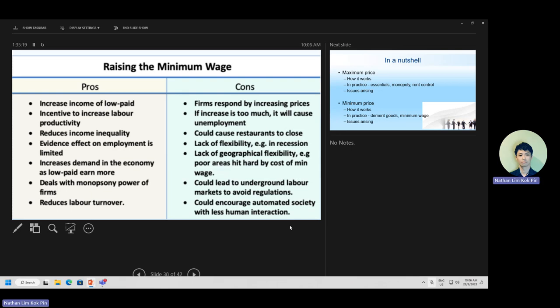Now, it deals with the monopsony power of firms. Monopsony means they are the single buyer. If you are a single buyer, usually you will pay a lower price. For salary, they will pay low because they are the only employer, they have this monopsony power. So if you put in a minimum wage, you force them to pay a higher price, higher salary. It also reduces labor turnover. People change jobs, but now people don't need to change jobs anymore. Can you see that? So it's important to raise the minimum wage.